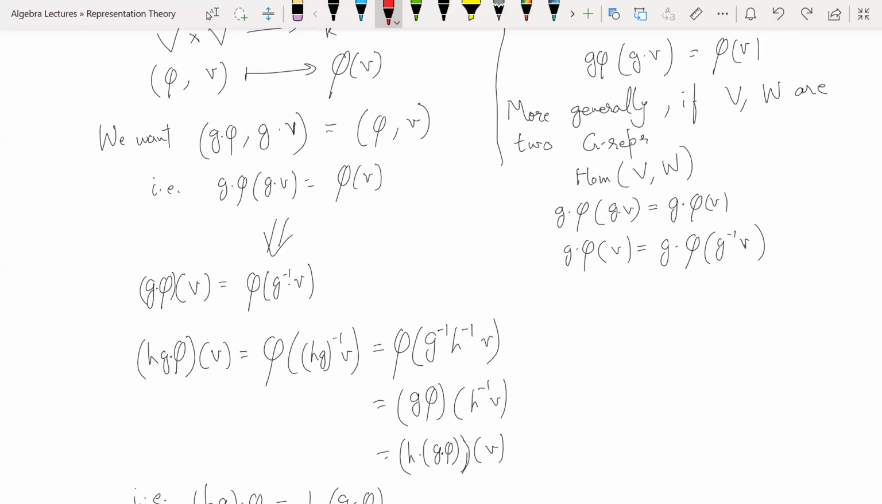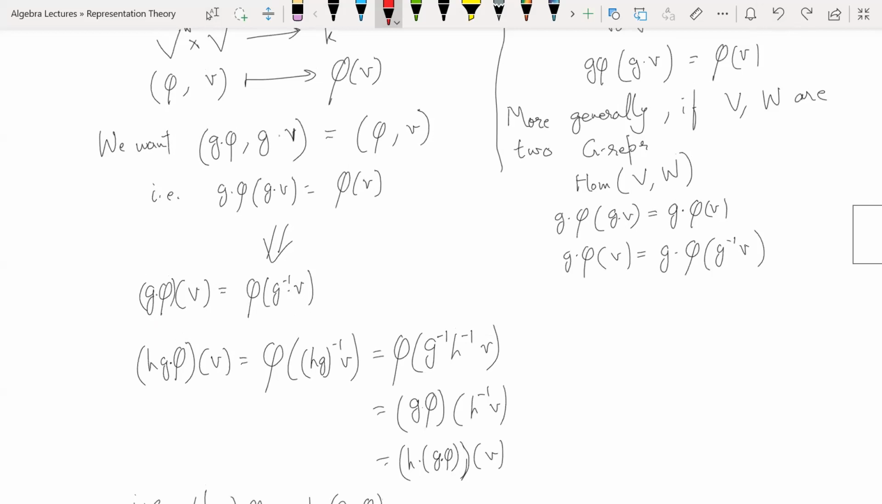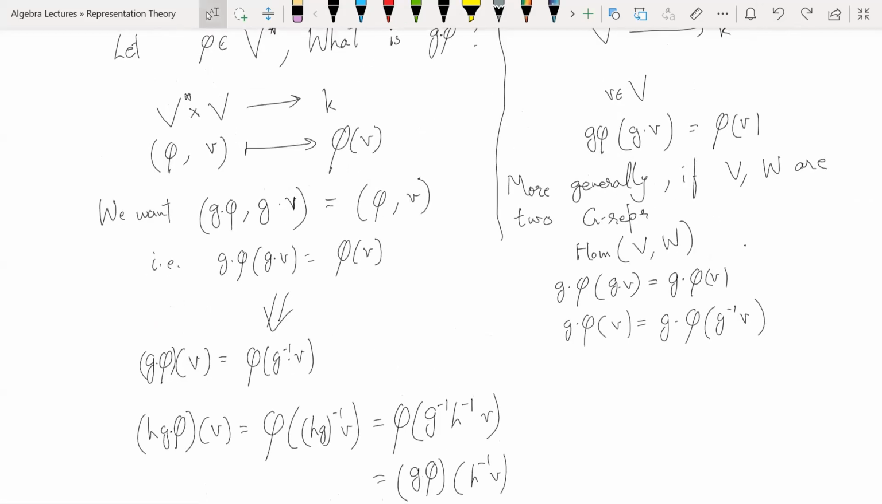That's a different action, yeah, talking about the map G phi, right? So maybe I should have written it differently. So this G dot phi G inverse V. You're right, this looks a bit confusing, so maybe I should put brackets at the right places. Is this better? Yes. Like this is the function and this is the action. Yeah, exactly.